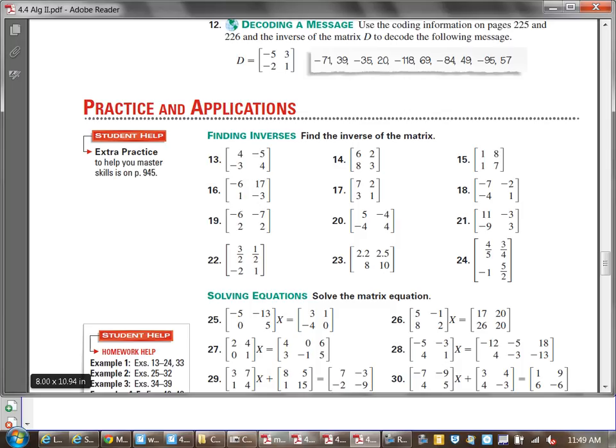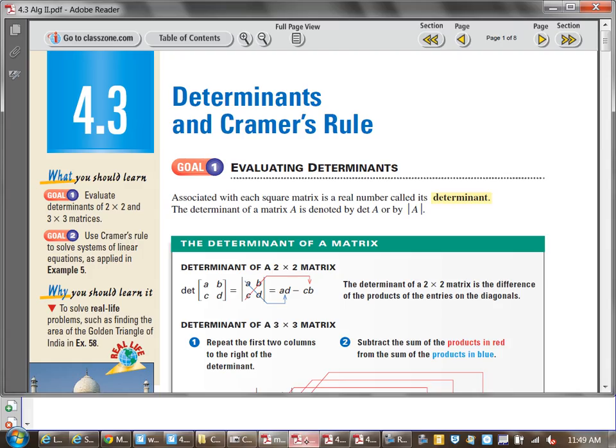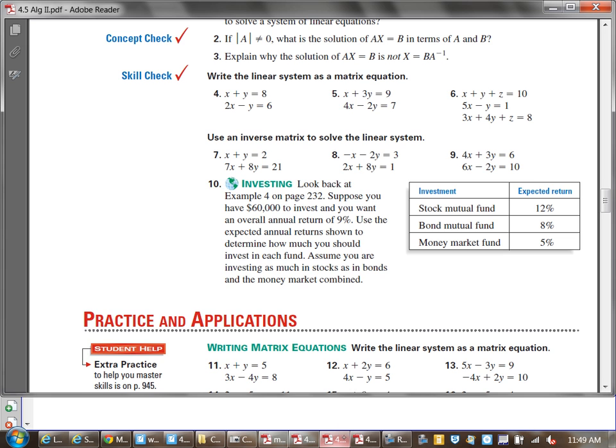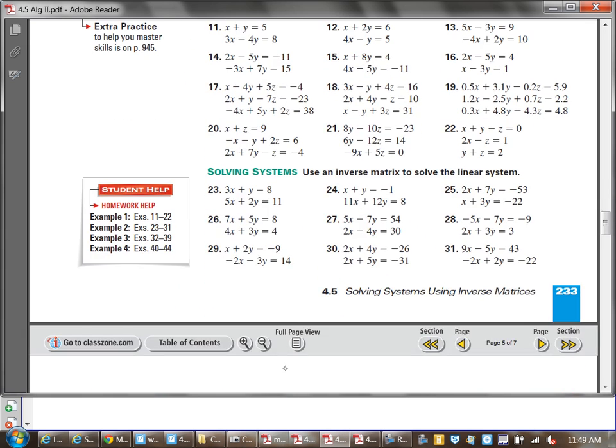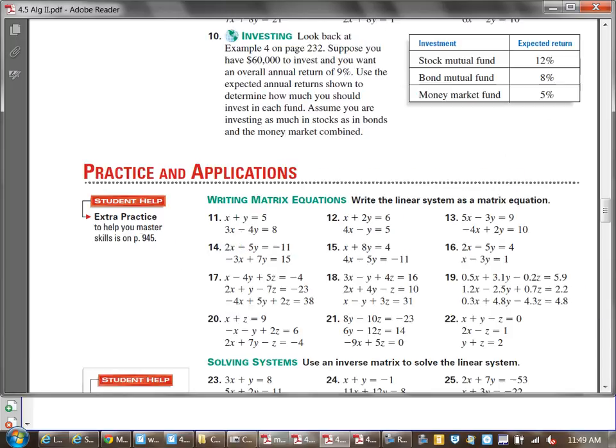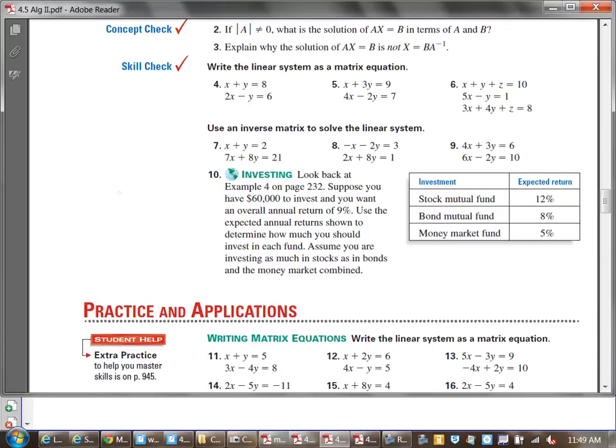And then the other one is in section 4.5, and it's between page 232 and 233. It's working with number 10, but number 10 deals with example number 4, the page earlier.